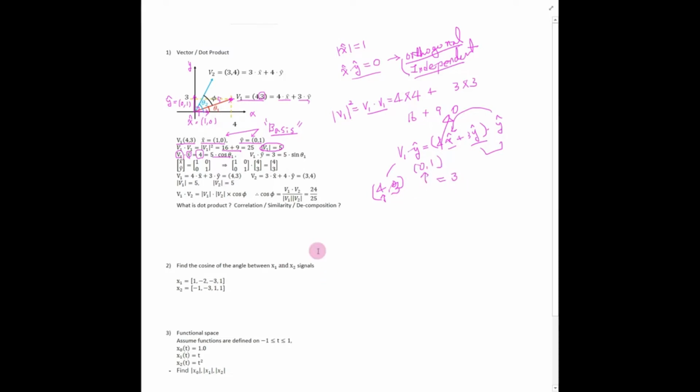Here, you need to focus on the dot product. What is the dot product? What's the meaning of that? Firstly, the self dot product gives the magnitude squared. By taking the square root, it gives the magnitude of that one.